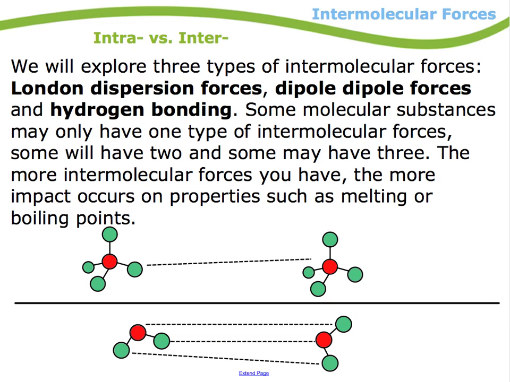So the three types of intermolecular forces that we'll look at, one's called London dispersion forces, another one's called dipole-dipole, and the final one is called hydrogen bonding. Some molecules might only have one type of force that connects them or keeps them together. Other molecules might have all three of those. So it depends on the type of molecule. So we want to determine what constitutes LD forces or dipole-dipole forces or hydrogen bonding.